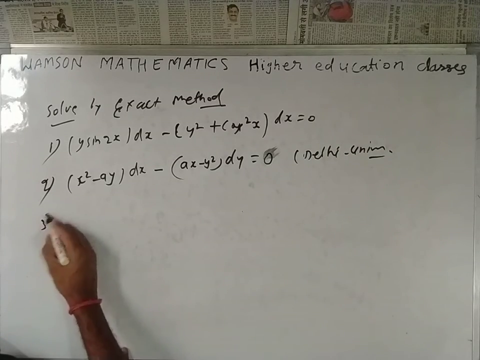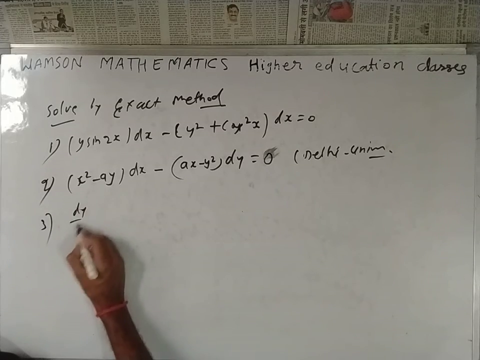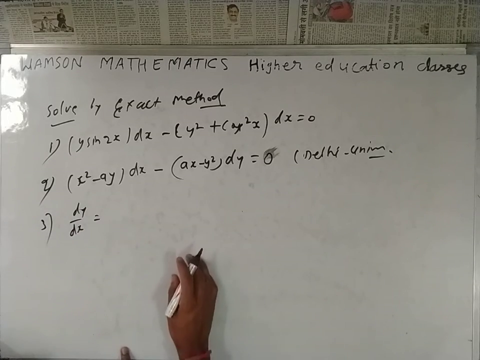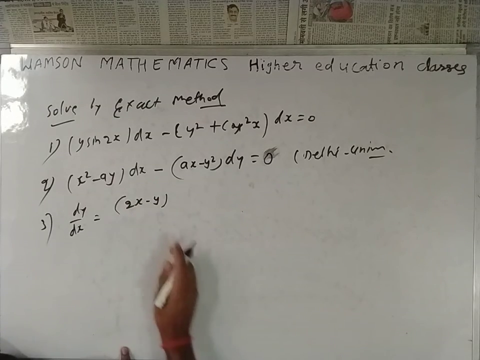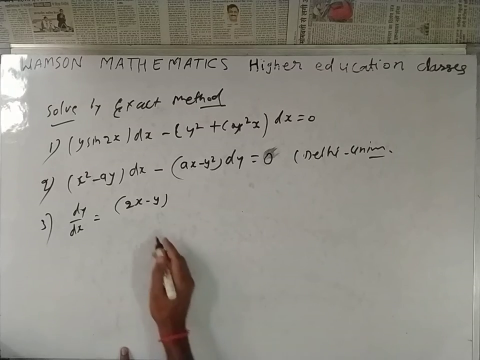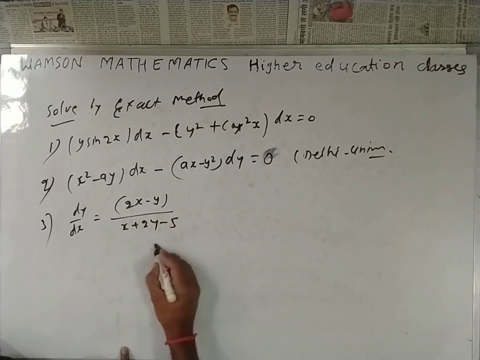And the third question is dy upon dx is equal to (2x minus y) divided by (x plus 2y minus 5). That's all.